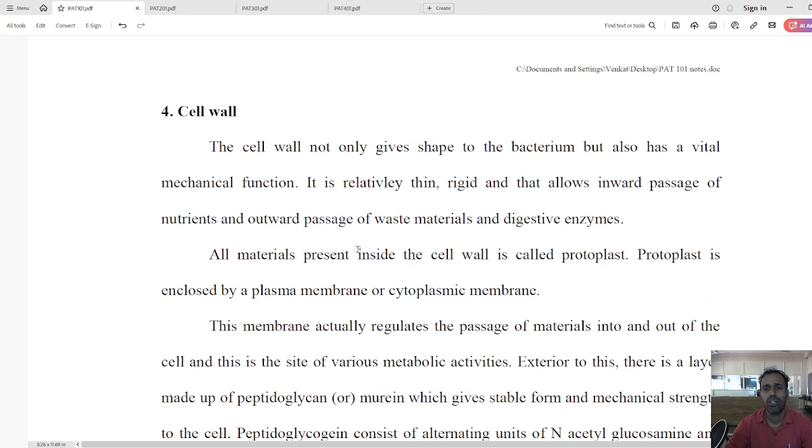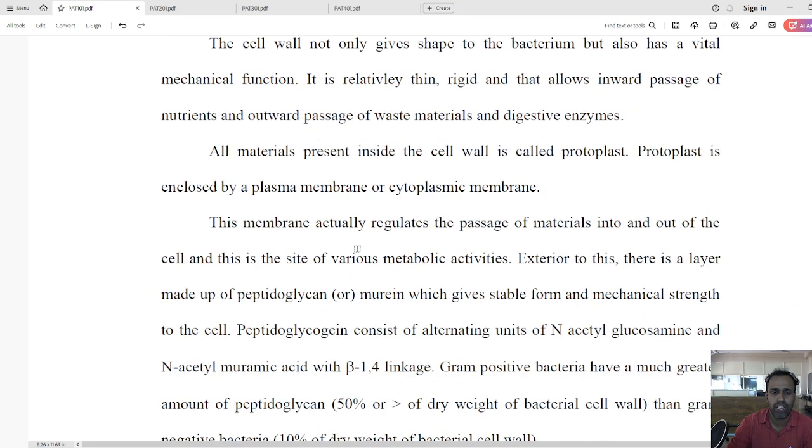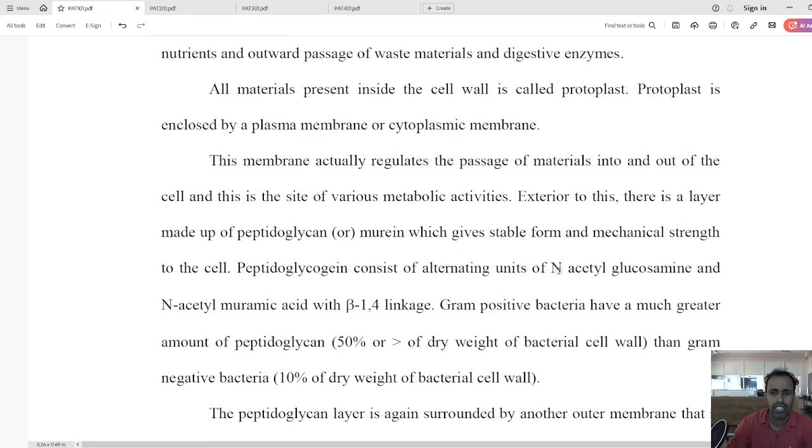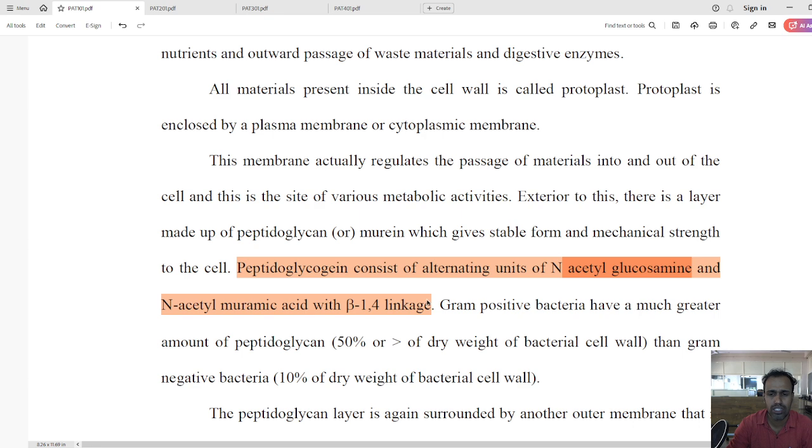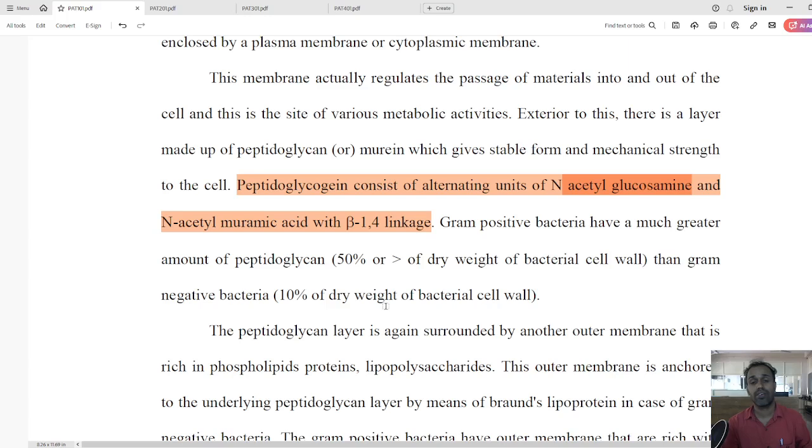Cell wall, I already told you, is the peptidoglycan cell wall, made of N-acetyl, NAG and NAM. You remember peptidoglycan, whenever it is there, it is NAG: N-acetyl glucosamine, and NAM, N-acetyl muramic acid, with a beta-1,4 linkage. NAG and NAM with the beta-1,4 linkage is peptidoglycan. Remember it like that at least.